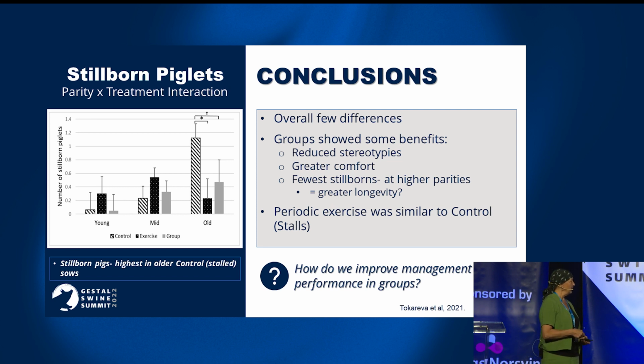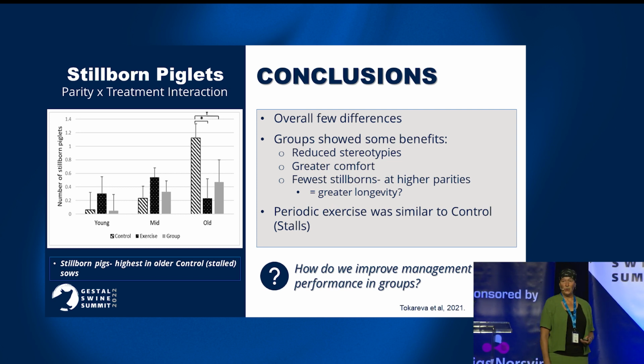So we have younger sows, middle parities, I think that was 2 to 4, and higher parity sows. So a significant reduction in the number of stillborn piglets, both in the exercise and in the group housing situation. And this is actually an effect that we've seen in other studies with early mixing into group gestation, a clear effect on reduction in stillborns.